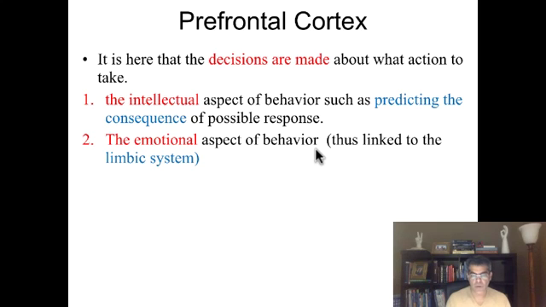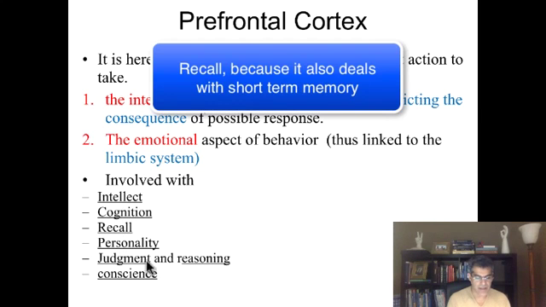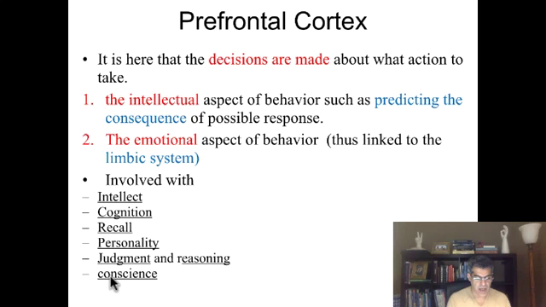Let me give you an example. If you're working and you see that your manager or the director is treating someone unfairly, your emotion tells you that you have to speak up and condemn that behavior. However, your prefrontal cortex is going to tell you that if you say something, you may lose your job. So that means the prefrontal cortex is going to predict what is going to happen if you speak up. And there's going to be a challenge between these two to come up with the best action. Therefore, we say prefrontal cortex is responsible for intellect, cognition, recall, personality, judgment and reasoning, and conscience.